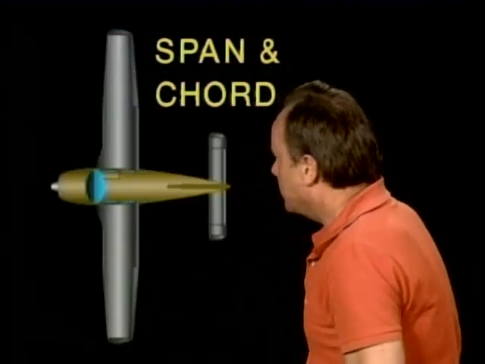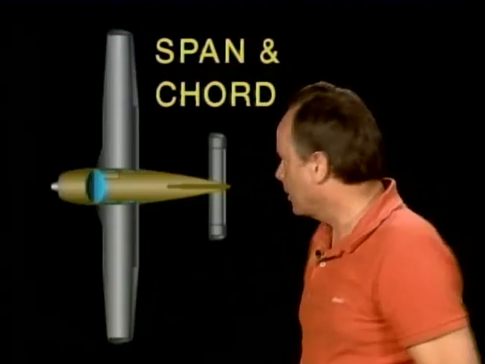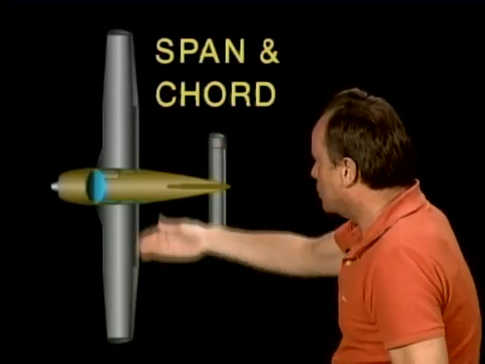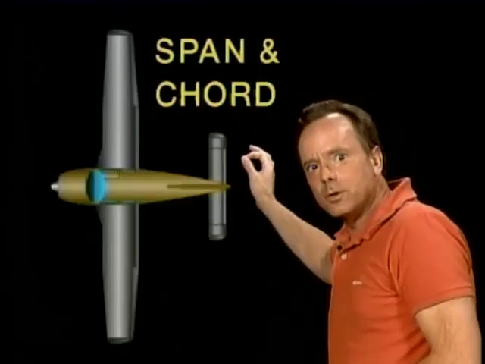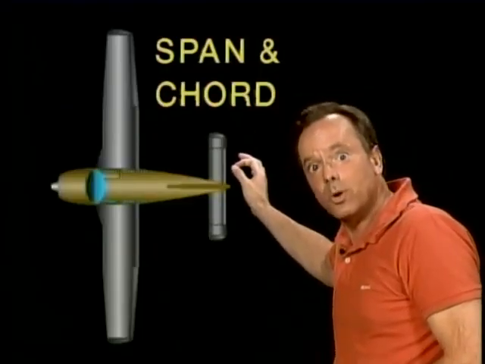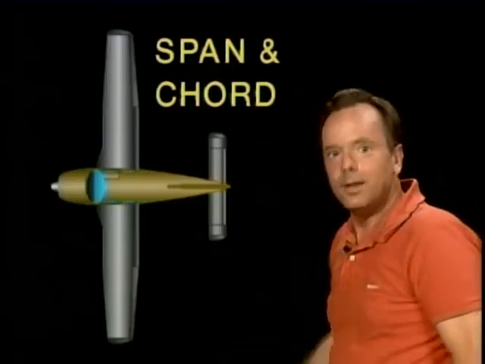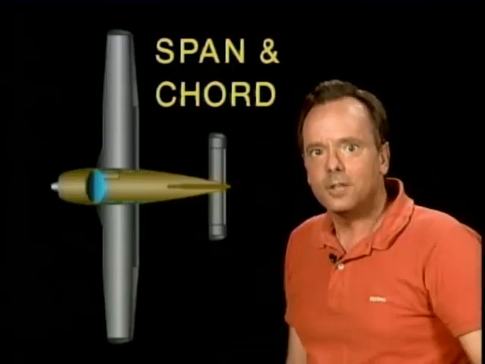Now, the two things that you need to take into consideration when you're talking about the aspect ratio are the span and the chord. And the way they put that on the FAA written exam is: the physical factors involved in the aspect ratio of an airplane's wing are the span and the chord. Now, that's FAA talk. Let's do some more FAA talk, and let's talk about angle of attack.